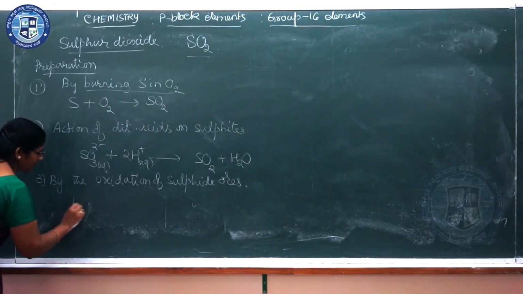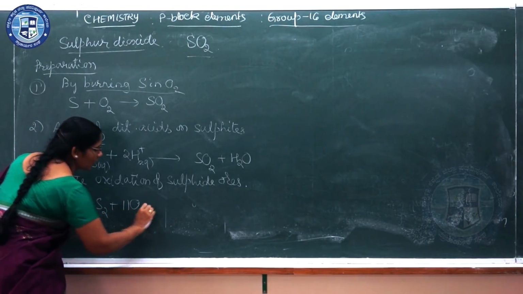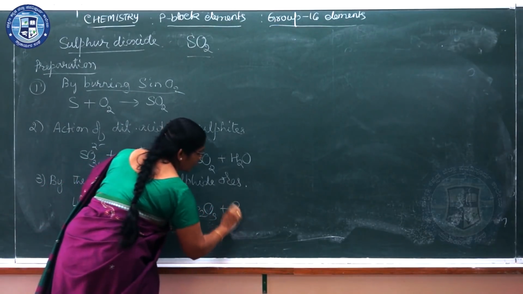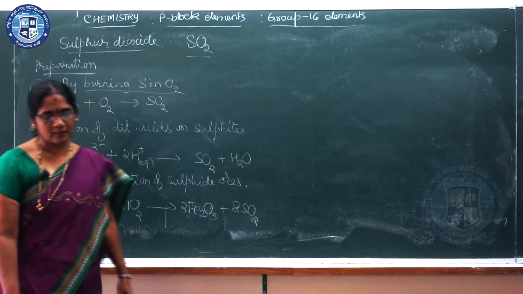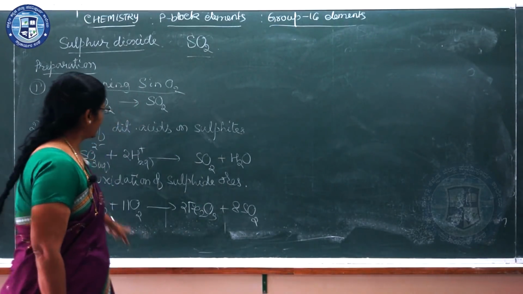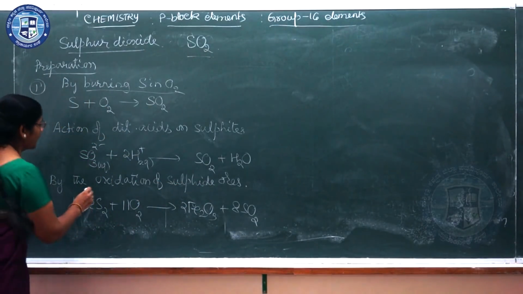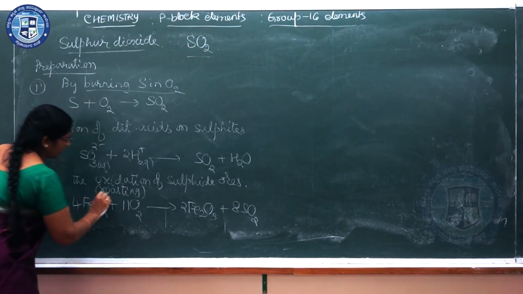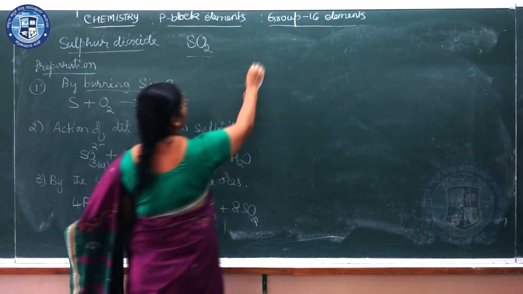That is, for example, FeS2, iron pyrites, when it reacts with oxygen, gives iron oxide along with the formation of sulfur dioxide. So sulfur dioxide is formed in these methods. This is oxidation of sulfide ores, or we call this roasting, heating any sulfide ore in excess of oxygen.